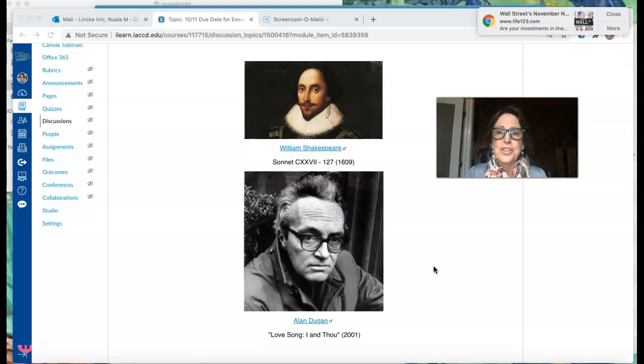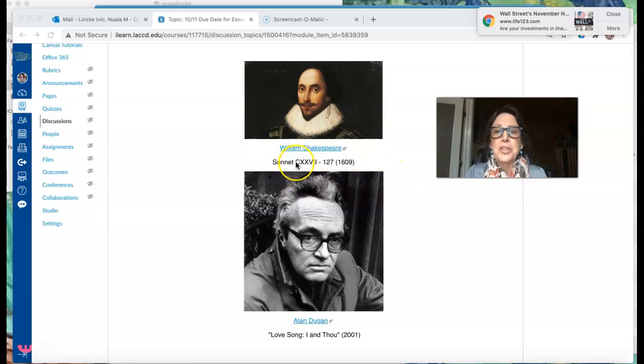Here is a depiction of William Shakespeare. This is a biography of Shakespeare. It's here in this link, and the poem is Sonnet 127, published circa 1609. Now, Shakespeare wrote 154 sonnets, and in most publications of his sonnets, their numbers are written in Roman numerals. They have no titles. It's just Sonnet 1, Sonnet 2, Sonnet 3, all the way down to Sonnet 154.